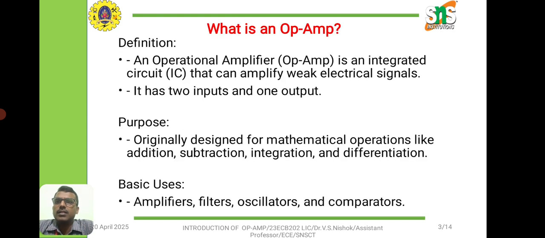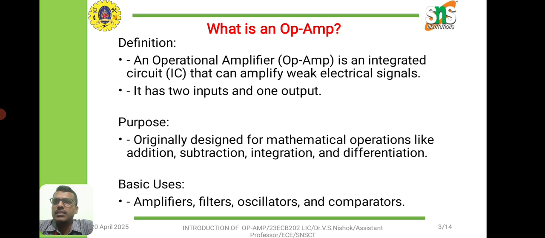Okay, so what is an operational amplifier? Why do we need to study the operational amplifier? The operational amplifier is an integrated circuit that can amplify weak electrical signals. If you see any other amplifier, it provides amplification, but the gain provided by an operational amplifier is much greater than the gain provided by any other amplifier. That is the main reason why we are using operational amplifiers in any kind of electronic circuit. So that is the purpose of the operational amplifier, which is widely famous.